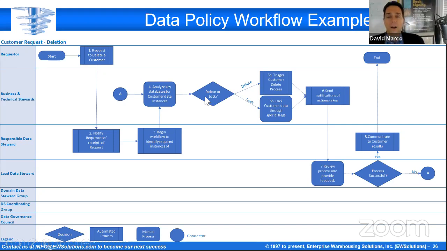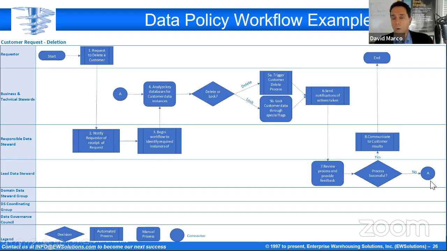So if we are able to delete that customer, you see in this decision, 5A, trigger customer deletion process. If not, if they owe us money or some other situation, we will lock their data. And maybe we have special flags in our systems that allow us to keep that data in our system, but only use it for collections or whatever the reason for locking is. Once all that happens, we send notifications of the actions taken, and these go to the lead steward, number 7. They review the process, and they would look and say, hey, we did a good job, or no, we didn't. And they are going to make a decision. Is the process successful?